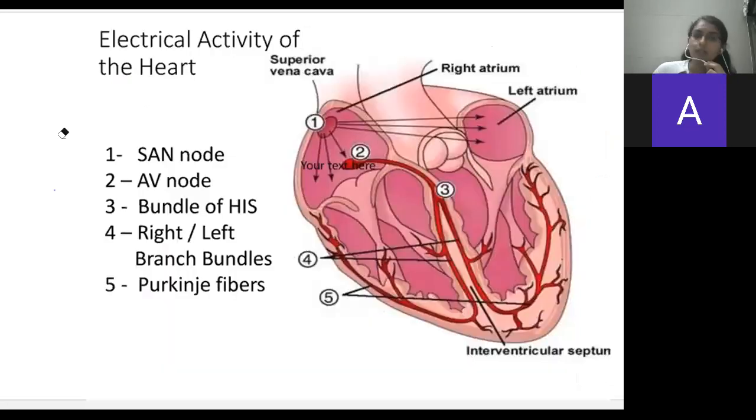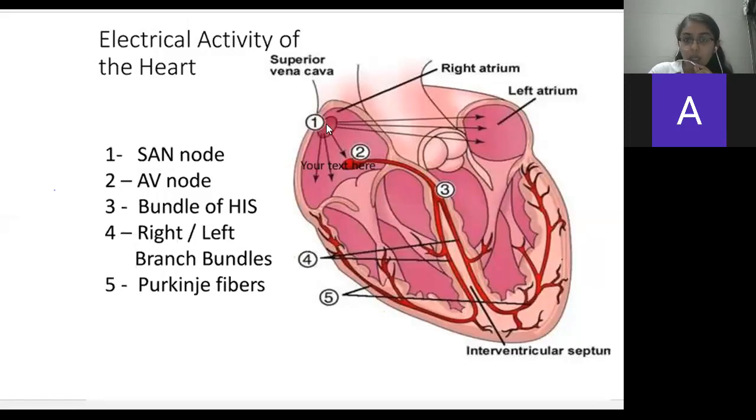So what electrical activity takes place in the heart? How does it take place? How does it flow? And what can we see on our ECG? These are the basic components that bring about the electrical activity in the heart. Here you can see the sinoatrial node, which is always present at the top of the right atrium and is the major generator of electricity in the heart. So from here the impulse will start.